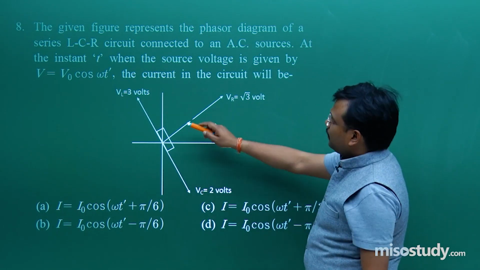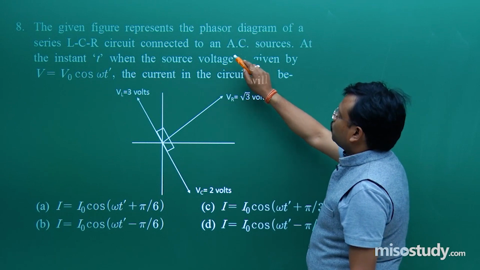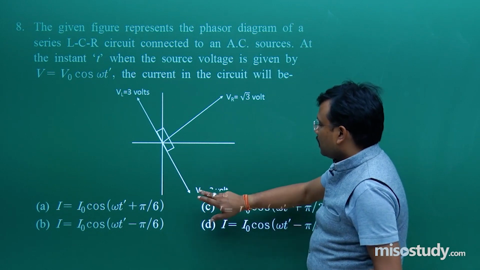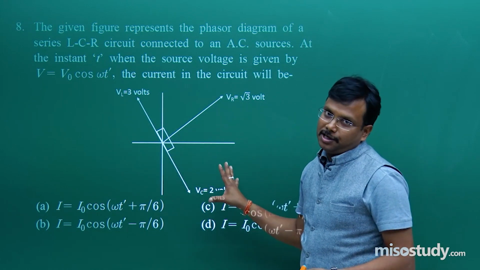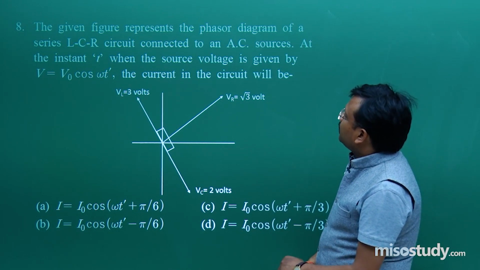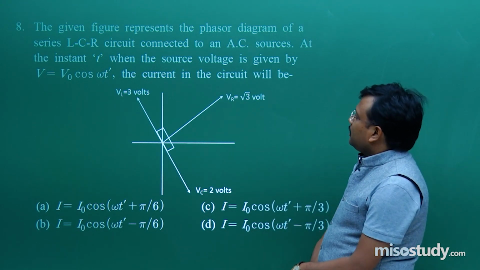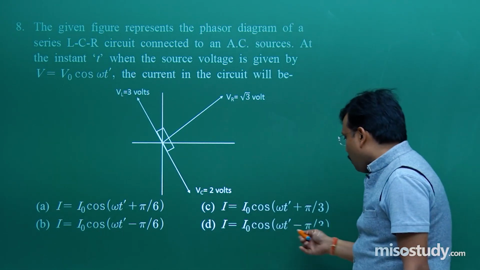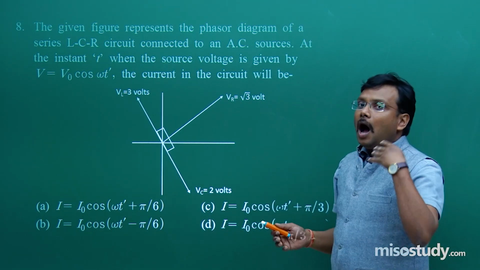Listen, the given figure represents the phasor diagram of a series LCR circuit connected to an AC source. First-hand impression is LCR means capacitor, resistor and inductor, all three are associated. Now at the instant t when the source voltage is given by V is equal to V naught cos omega t prime, what is the current in the circuit? So obviously the current is going to be sinusoidal in form. Out of these four options, obviously one is the correct option. How will you find out that?